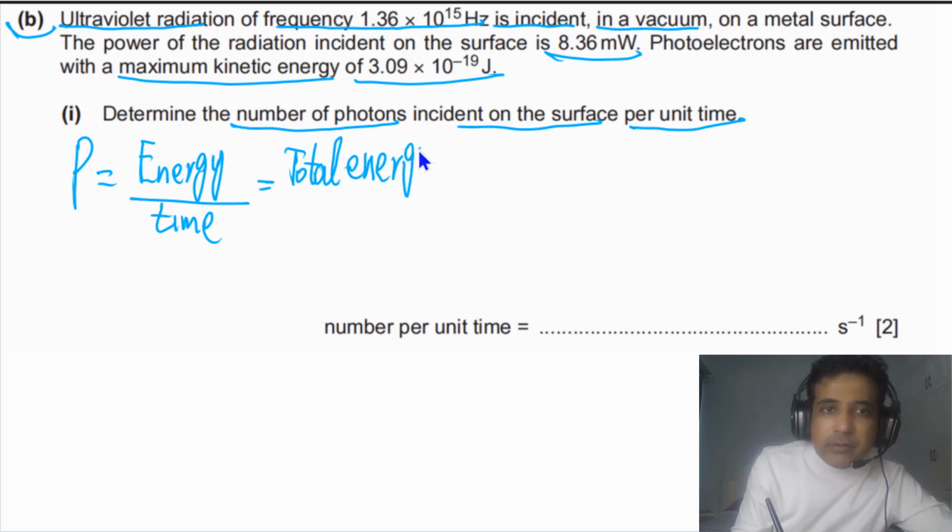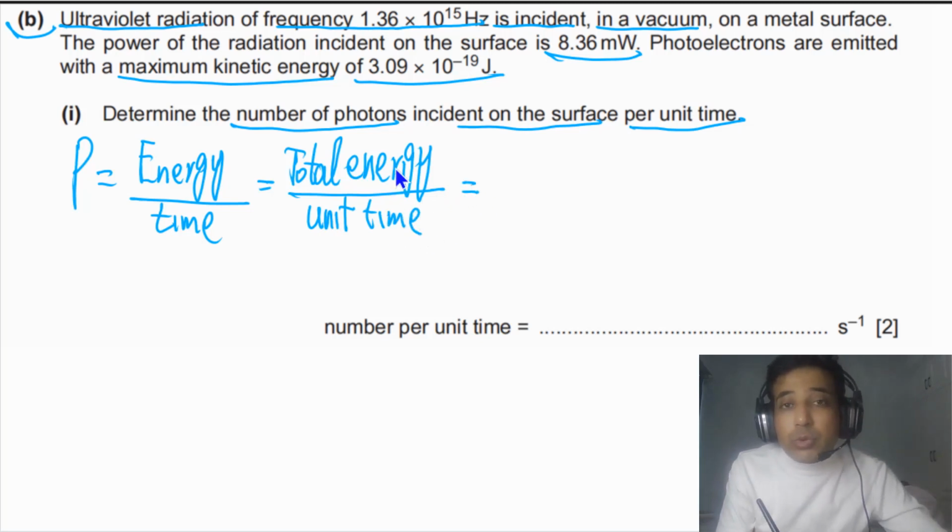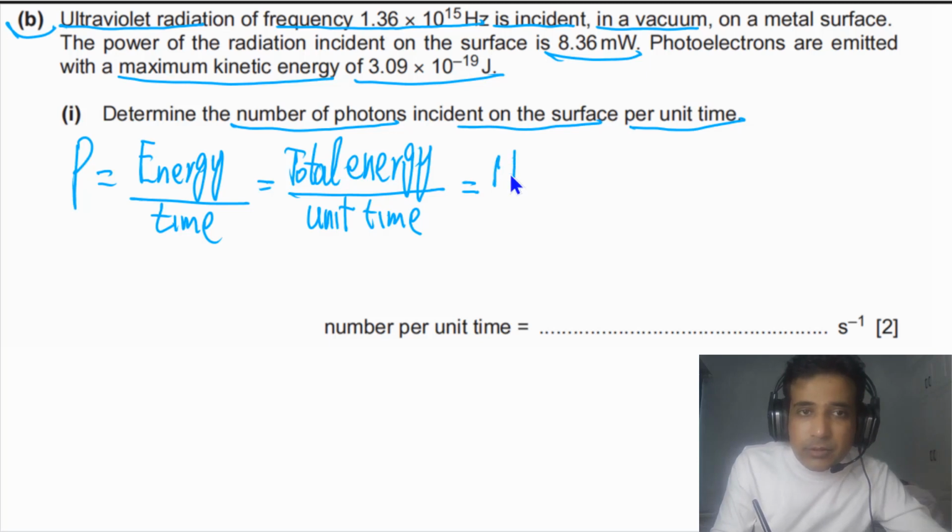So we can say total energy per unit time. Unit time means 1 second. Total energy is equal to the number of photons reaching the surface times the energy of a single photon. So we will be writing N multiplied with the energy of a single photon, which I'll just write as hf, divided by unit time, which means 1 second.